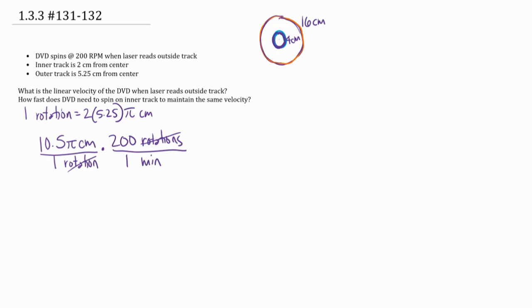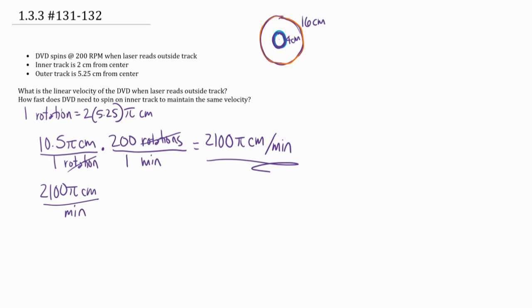10.5 times 200 is 2100 pi centimeters per minute. Okay, so that's the linear velocity. Now that's because of the outer track. Now we're saying we need the DVD to spin at the inner track at this velocity. So we're going to start at 2100 pi centimeters per minute, and we need to figure out how to get the number of rotations per minute.